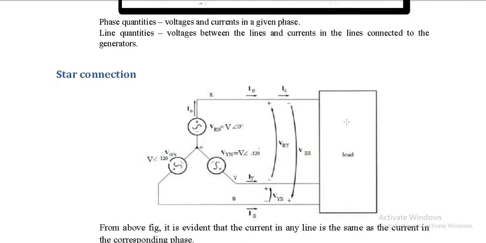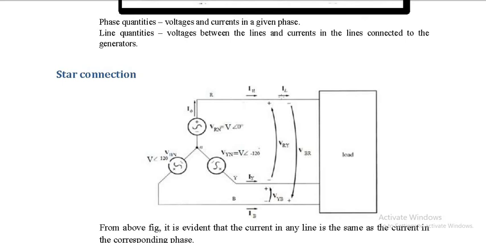In the star connection, you can see over here this is the star, and that is feeding the load. You can see IR, IY and IB. These are line currents, and this phase current is the same as the line current.